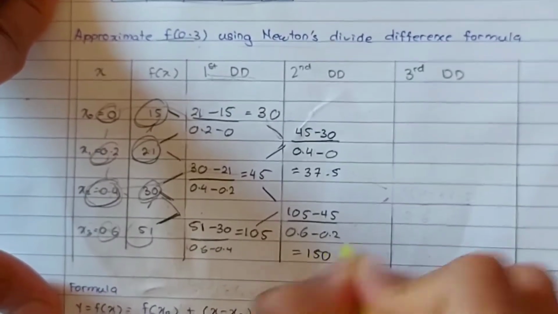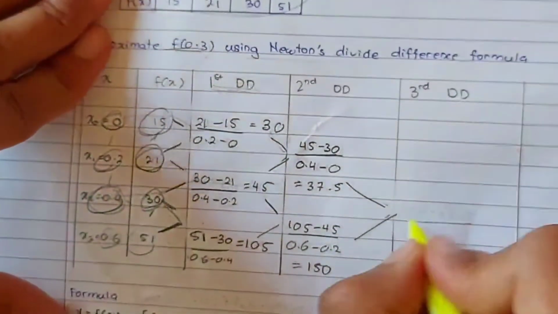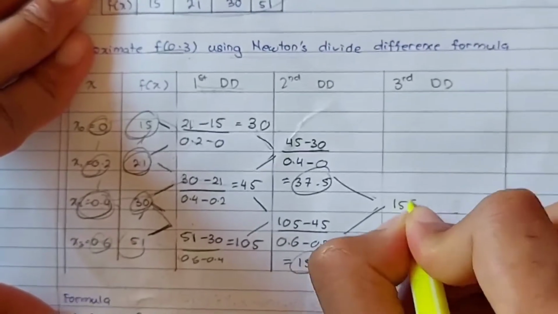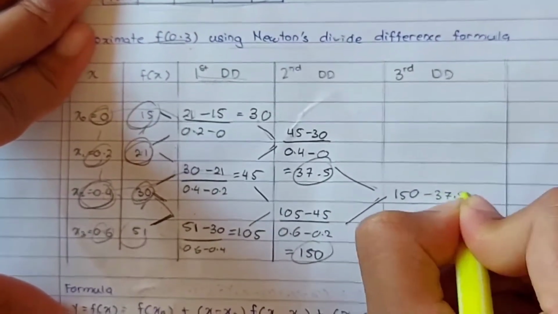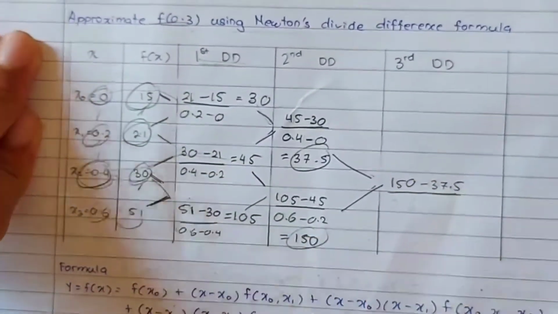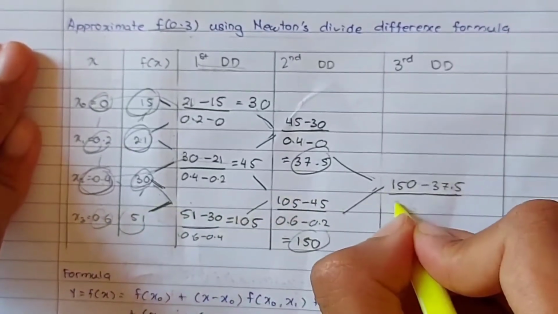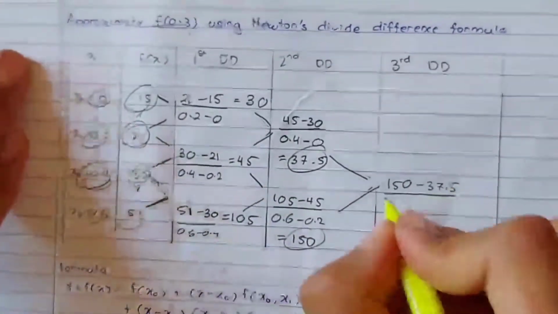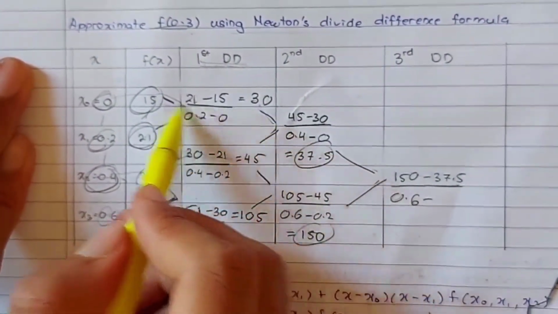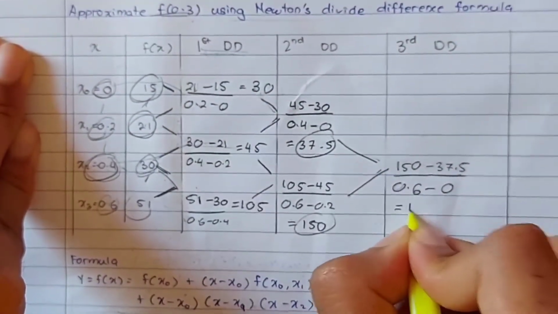And for the last one, the third divided difference, take 150 and 37.5. For the x value also, look at the arrow, it goes downward for the first one, and we get 0.6. For the next value of x, the arrow goes upward and we get 0. So the answer is 7.5.